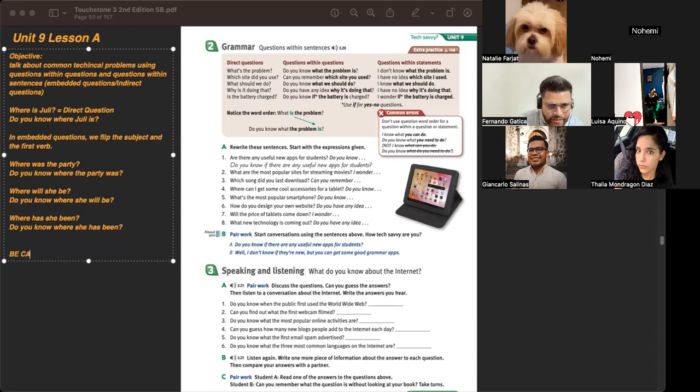So, let's say this. Be careful with the simple present and simple past. Cuidado con el presente simple y el pasado simple. Un ejemplo de presente simple es what does she do? ¿Qué hace? What does she do for a living? ¿A qué se dedica, no? What does she do for a living?